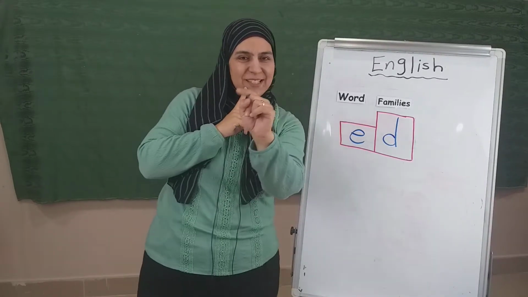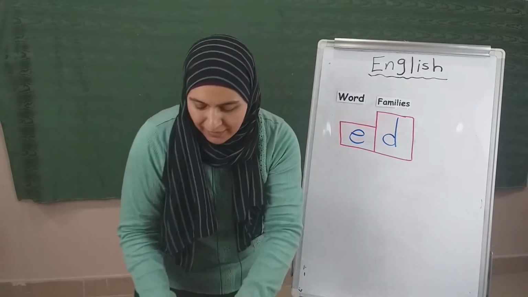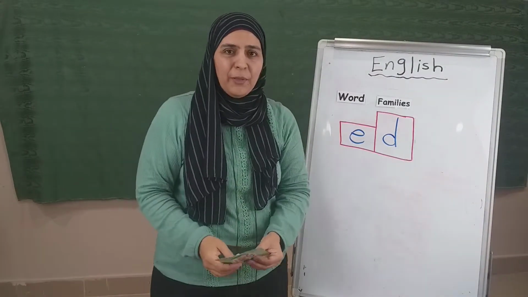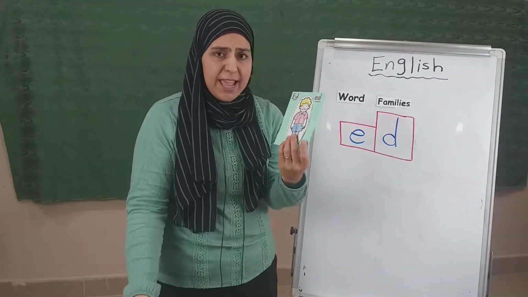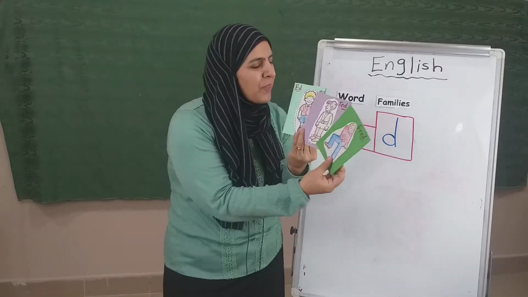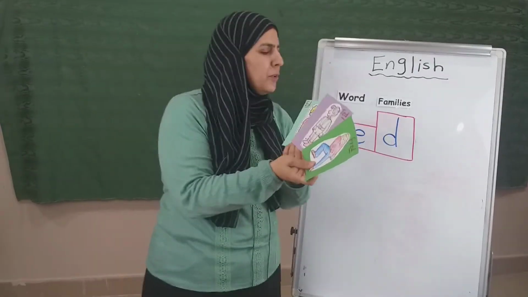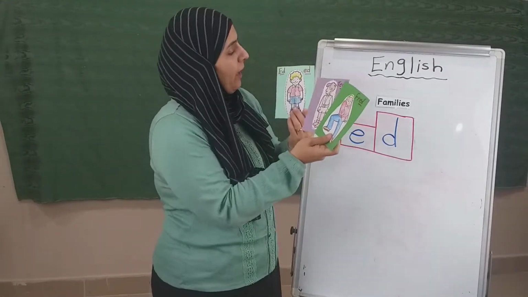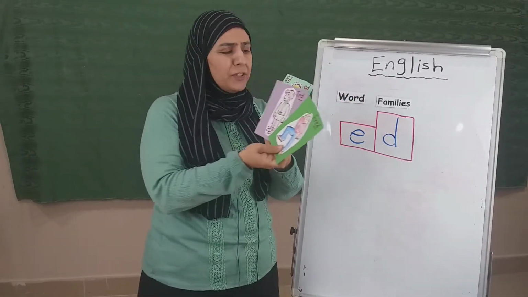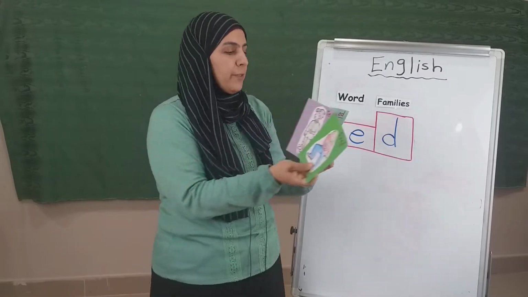Well, listen to my story. Ready, steady, and go. Once upon a time, there were three friends. One, two, three. Would you like to meet them? Three boys. They are friends, and they love each other. They always go out with each other. They care about each other. They do everything together. Ready?